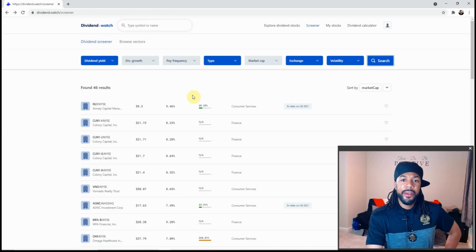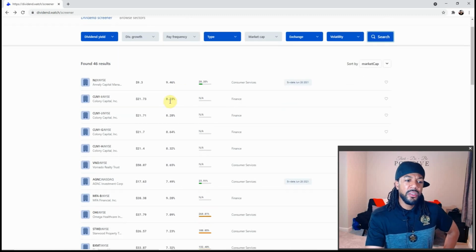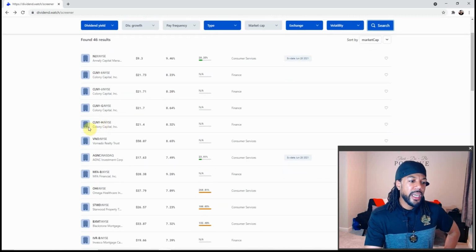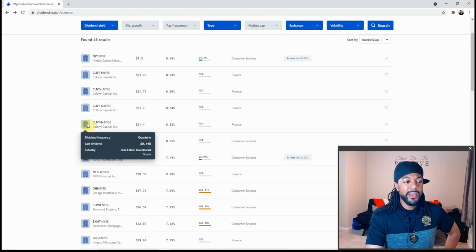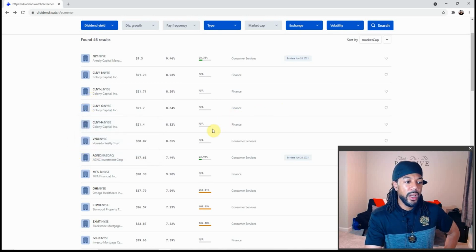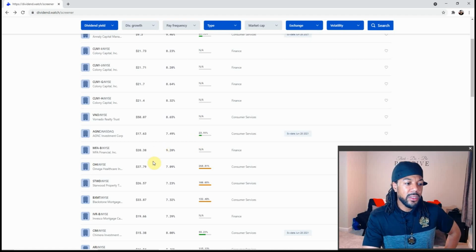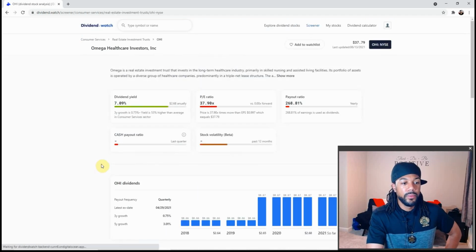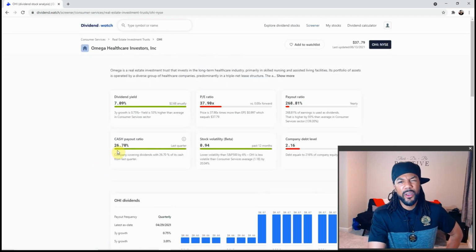All right. And again, I was just looking at a whole bunch of different names. And as I came down, you actually can see over here a little quick brief summary of the company as we go down. But one that stuck out to me was this Omega Healthcare. Omega Healthcare with a dividend yield of 7.09%. So I took a look at them. I clicked on them because it made common sense. Healthcare REIT. I'm like, okay, that sounds pretty good.